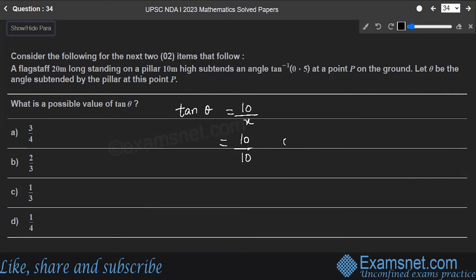x was equal to 10 or 30, so that means tan θ can have the value 1 or 1 by 3. 1 is not in the options, but 1 by 3 is available. So we have option C as the correct answer. Hope you understood this as well.